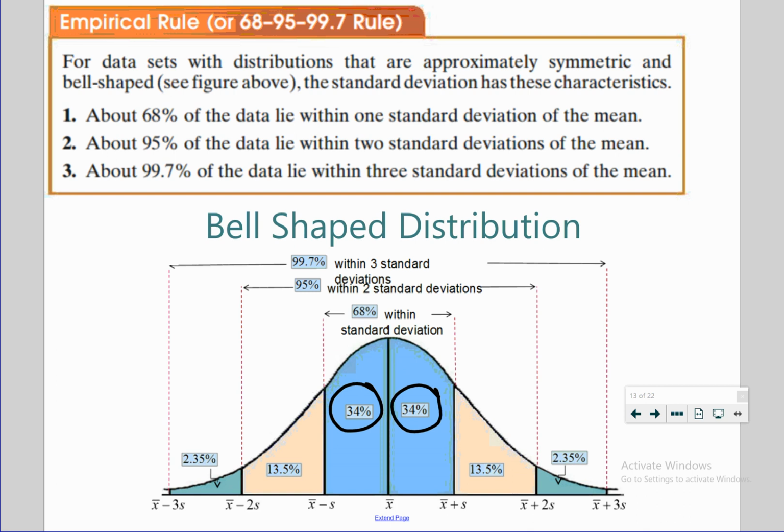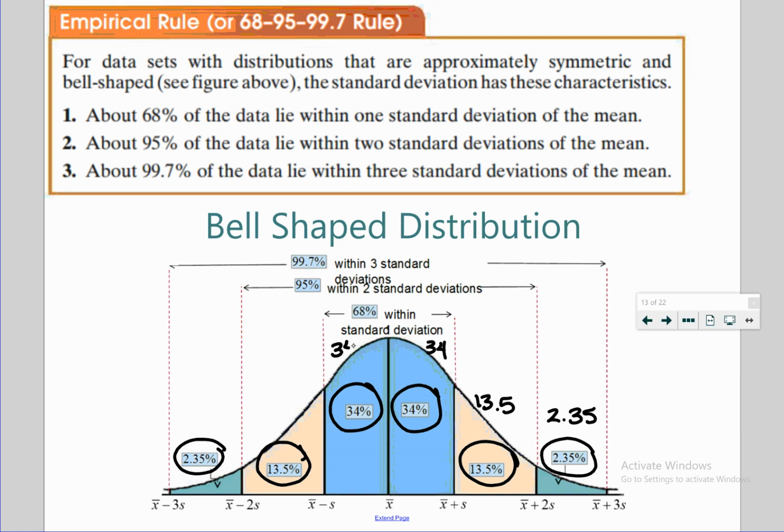Then, if I take the 95 and the 68 and find the difference between the two, I get 27. Divide that in half, there's about 13.5% of the data in the next standard deviation out. And then the last one is 2.35. Okay, so again, 34, I'll make those numbers a little bigger, 13.5 and 2.35.